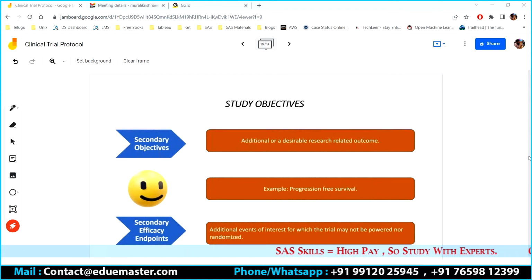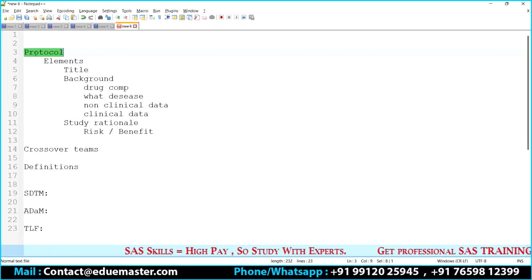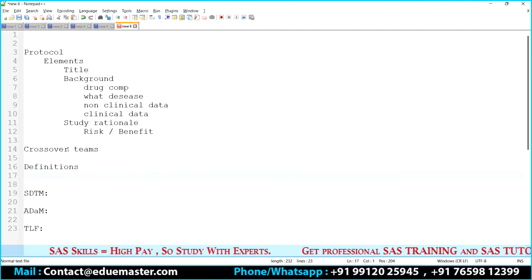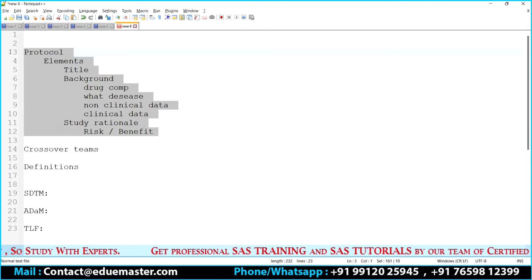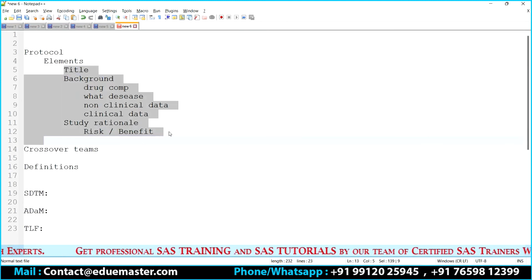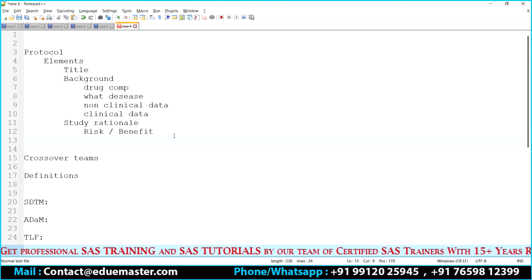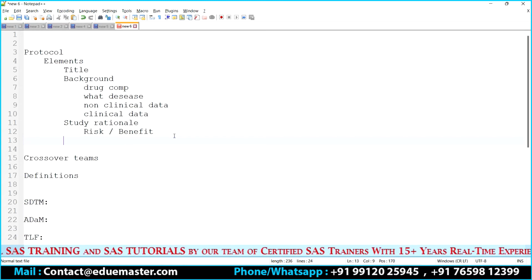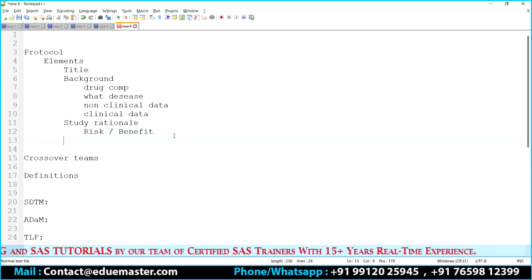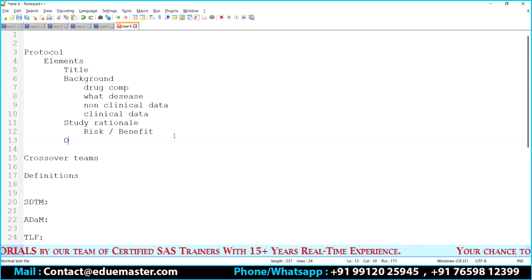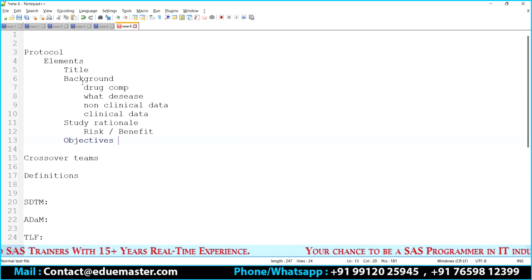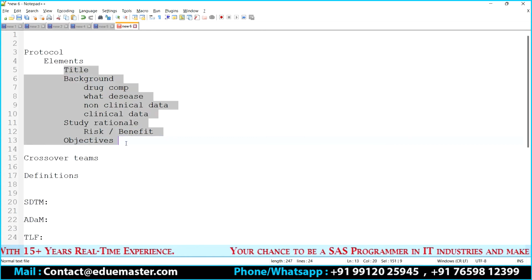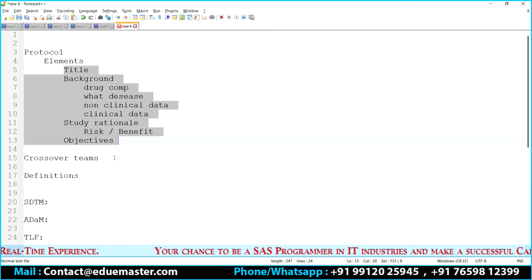So what we can do now is we can slowly move from protocol to the crossover. So till now we discussed the protocol, right? Let's stop here because we talked about four different parameters: title, background, study rationale, and also we discussed your objectives, right? So let's stop here. The remaining ones we're going to discuss in tomorrow's session.